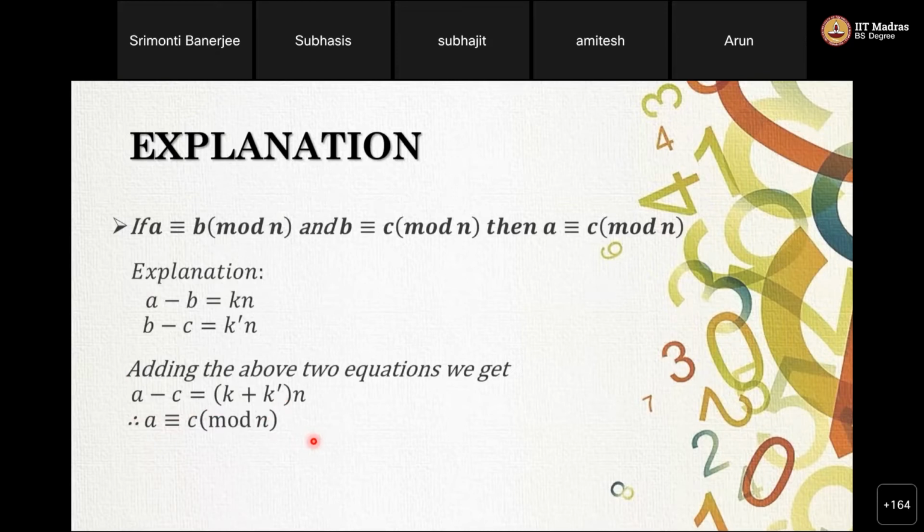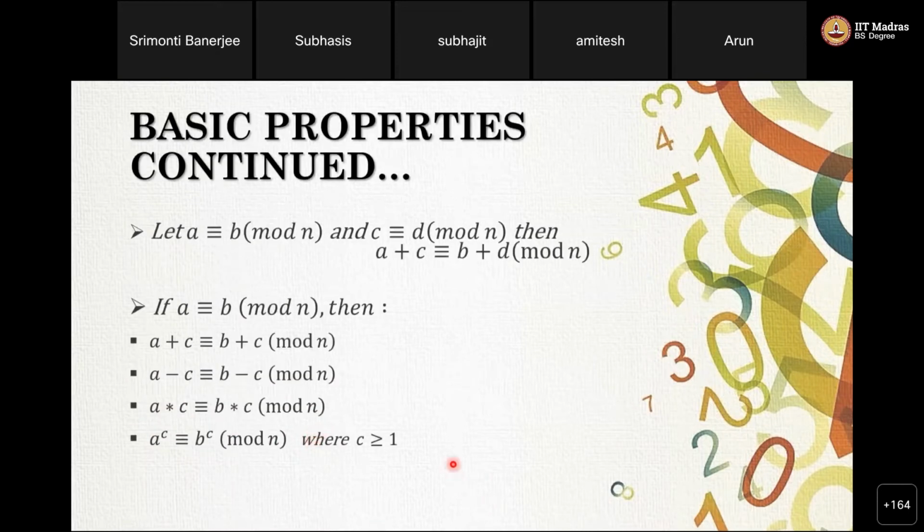Now, let us take a quick look at some more properties. So we have over here, let a be congruent to b mod n and c congruent to d mod n. Then a plus c is congruent to b plus d mod n. And the next property says that if a is congruent to b mod n and c is some integer, then we have a plus c congruent to b plus c mod n, a minus c congruent to b minus c mod n, a into c congruent to b into c mod n, and a power c congruent to b power c mod n, where c is greater than or equal to 1.